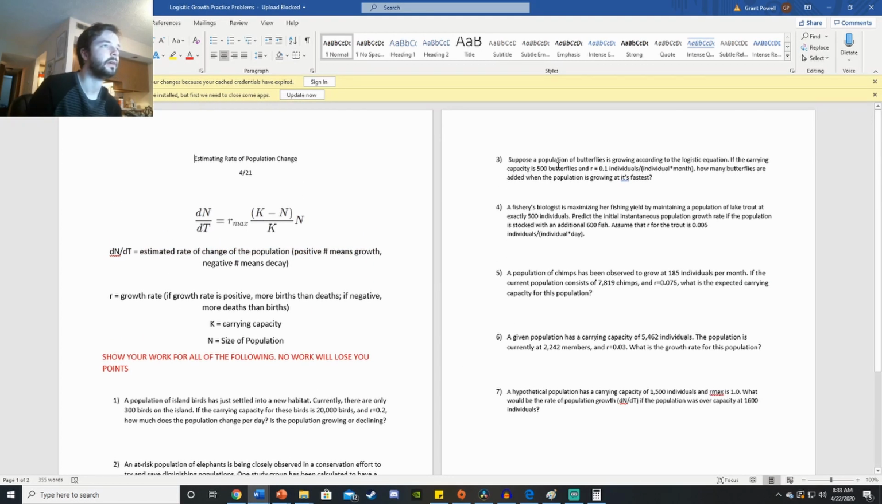This one. Suppose a population of butterflies is growing according to the logistic equation. If the carrying capacity is 500 butterflies and the rate is 0.1 per month, how many butterflies are added to the population when it's growing at its fastest? So there's a reason I wanted to do this one with you.